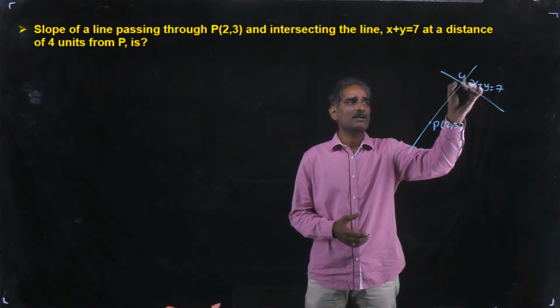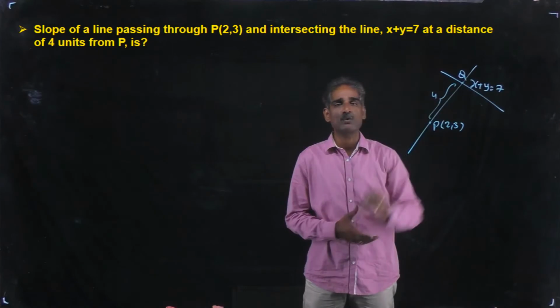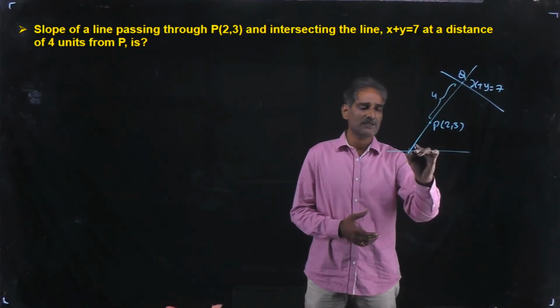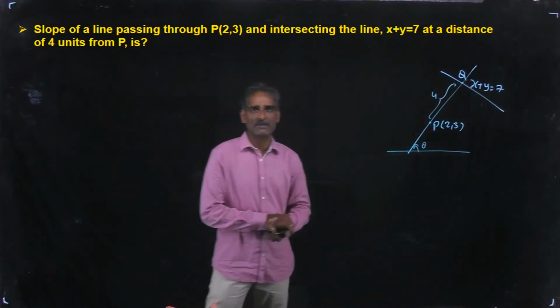Let the intersection point be Q. We are given that the length of this part is equal to 4 units. We have to find the slope of this line. So let us take the inclination of the line to be theta. The slope of the line is nothing but tan theta. We have to find the value of tan theta here.